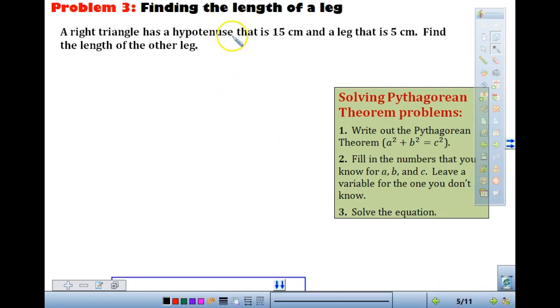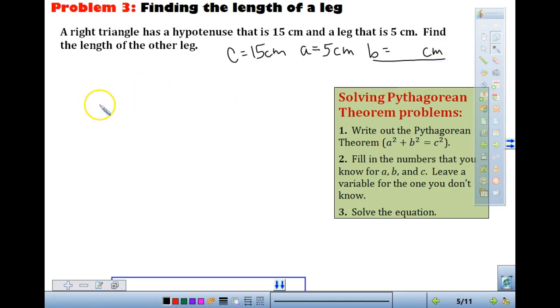All right. This one starts off and it says the hypotenuse is 15, which means A, B, or C is 15. C equals 15 centimeters. It says a leg is 5, so let's put A equals 5. We're trying to find the other leg. Our answer will be in centimeters.